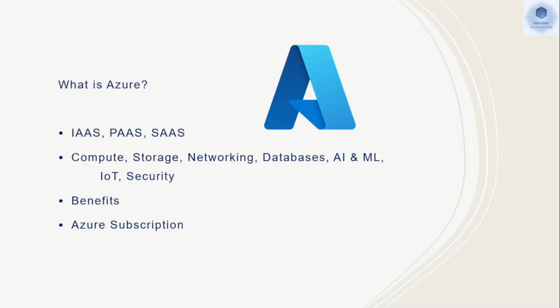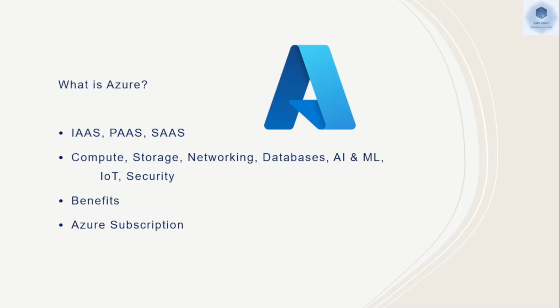So there are several offerings in Azure, which are IaaS, PaaS, and SaaS. IaaS is also known as infrastructure as a service, where Azure will provide an infrastructure completely for you, where you can manage your activities. So you need to maintain all the management, updates, and all those things.